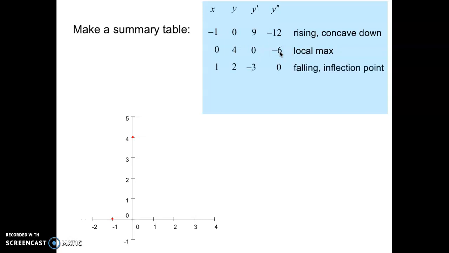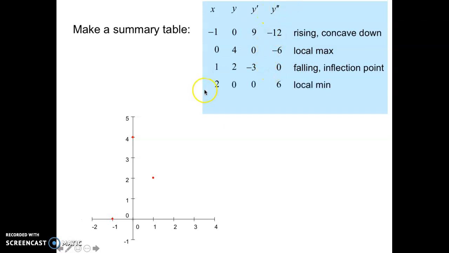Next, we had the point of inflection. At the point 1, 2, which is the point on the curve, the first derivative was negative, which we really didn't care. We just know that the curve is falling there. And the second derivative was 0. But we found a point of inflection because we found that the second derivative was changing sign around this particular point.